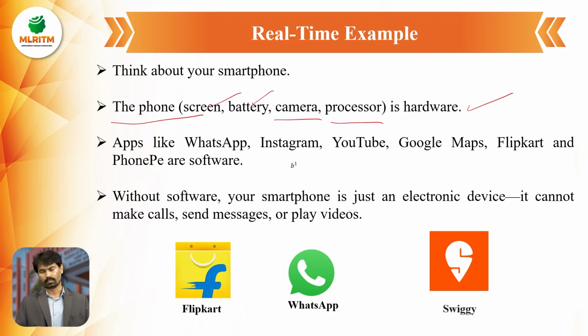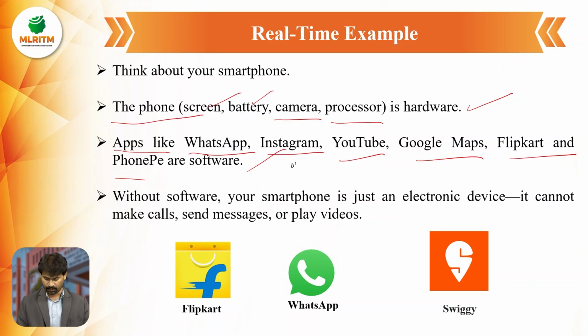And next, go for software. Software means you can take some applications. How many apps have you installed on your phone? So many apps are there. Out of them, what are the apps useful to you? Based on your requirements, you install them on your smartphone. Some examples are WhatsApp, Instagram, YouTube, Google Maps, Flipkart, and PhonePe. All these belong to software applications.